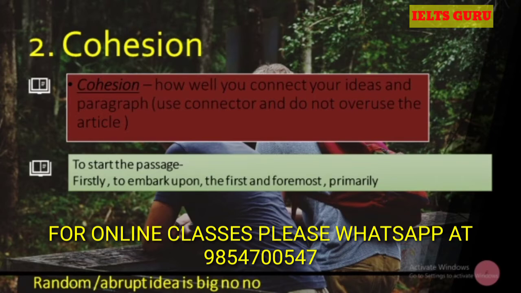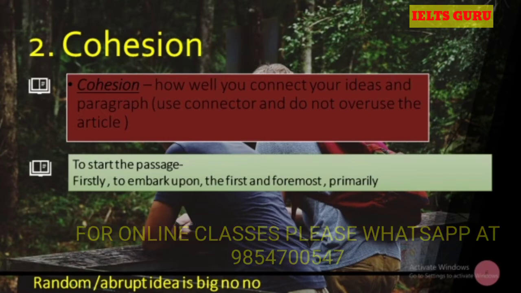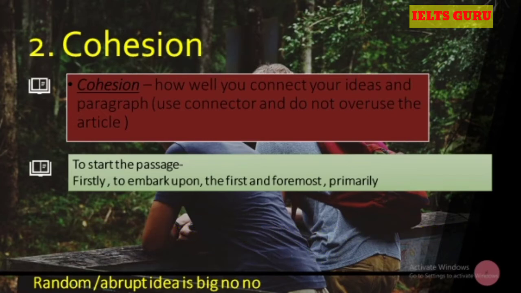So passage start करने के लिए हम लिखते हैं firstly, to embark upon या to begin with, the first and foremost, primarily, okay. So passage start करने के लिए means basically हम first body paragraph start करने के लिए जो हम linking words use करते हैं वो ये हैं.